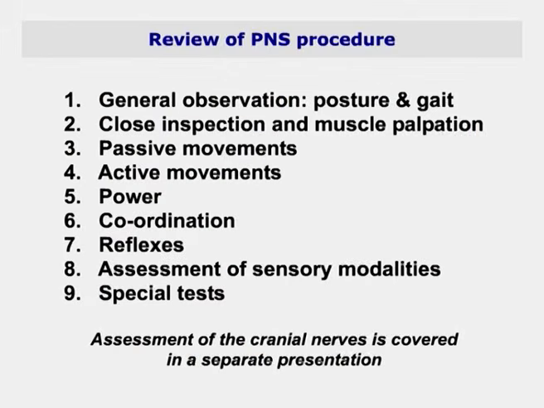Classically, the examination of the peripheral nervous system is divided into the following areas: general observation, that is, assessment of posture and gait; close inspection of the body and muscle palpation; active movements; power, coordination, reflexes, assessment of the sensory modalities, and special tests.